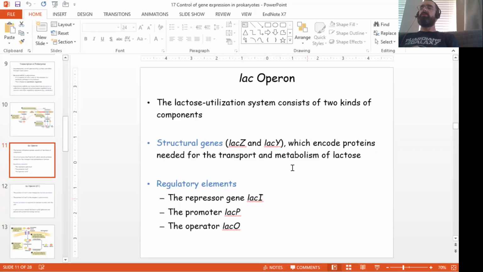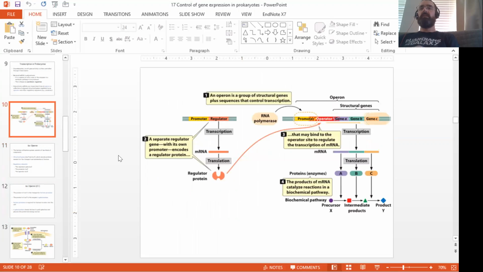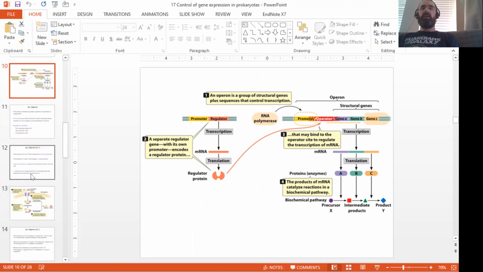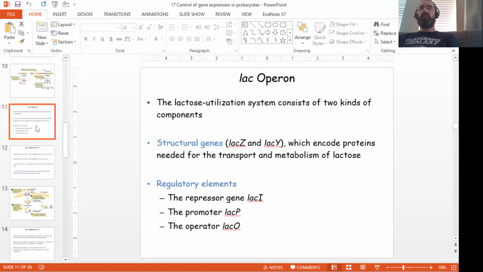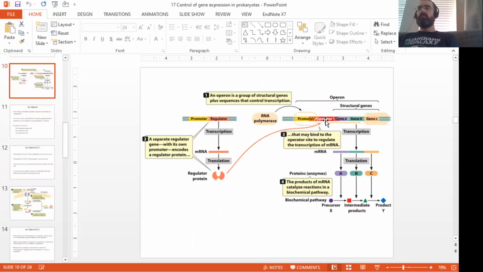And we also have a bunch of regulatory elements, right? We have our repressor gene called LAC-I. So this would be LAC-I in the LAC operon, this separate regulator gene. And we also have a promoter and an operator, which is LAC-O. So this would be LAC-O here, and LAC-P, which is the LAC promoter here.